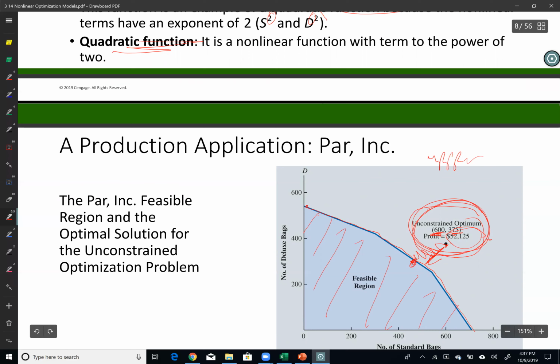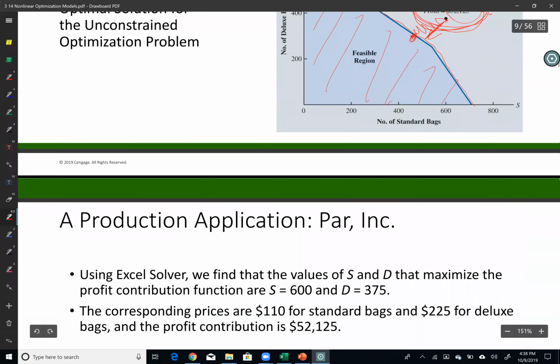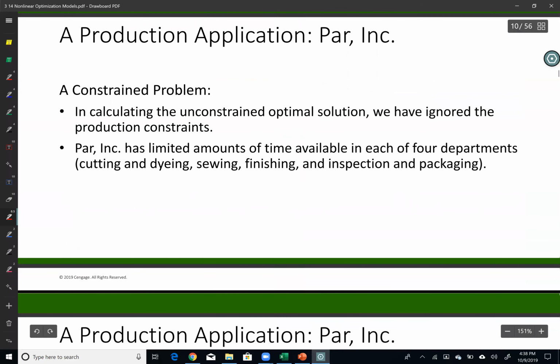Upper with double P, not triple. Upper bound for my solution. All right. So this is the best you can achieve, but this is infeasible, so you cannot beat this. So this gives you some kind of indication of how much maximum you can generate out of this. All right. So if you introduce the constraints to this problem, now I need to calculate the cutting and dyeing, sewing, finishing, inspection, packaging hours.